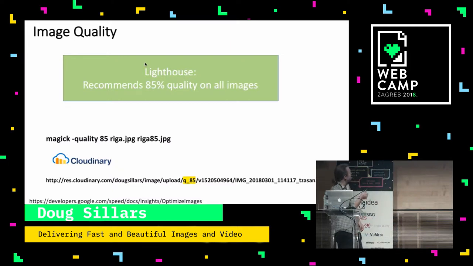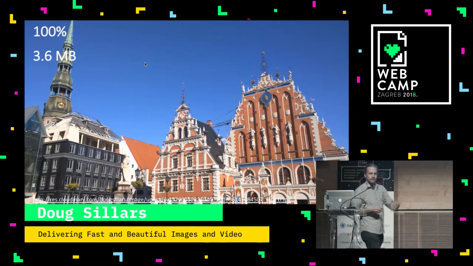You can use ImageMagick. You can just set your image and set it to 85, and it generates it for you on the fly. You can also use a cloud tool like Cloudinary. You upload the full-size image, you put that parameter in there, and it generates a quality 85 image for you on the fly.